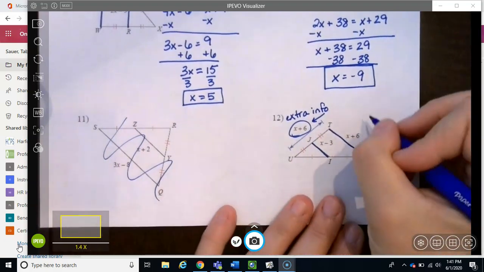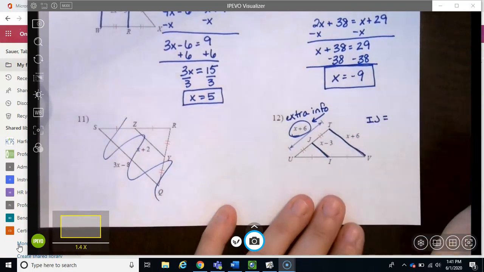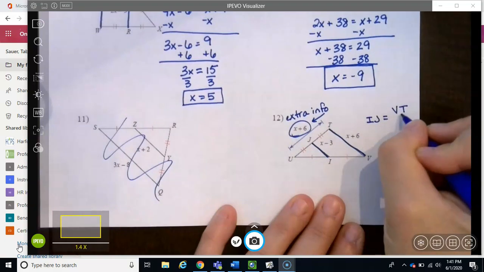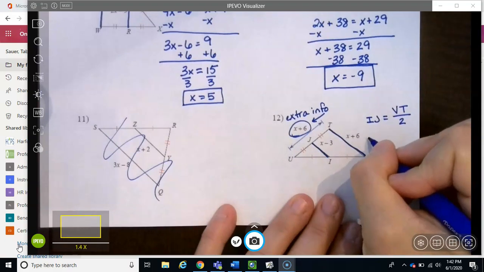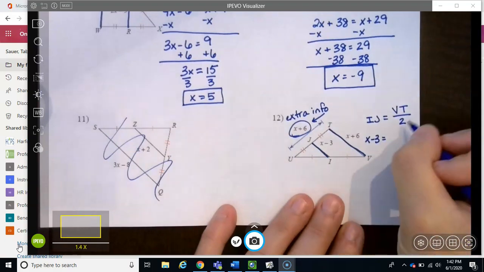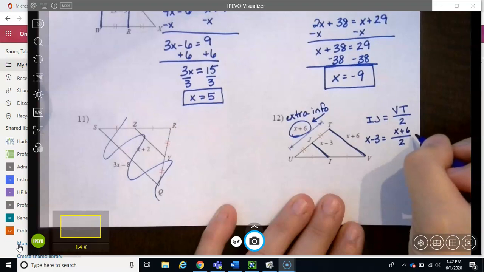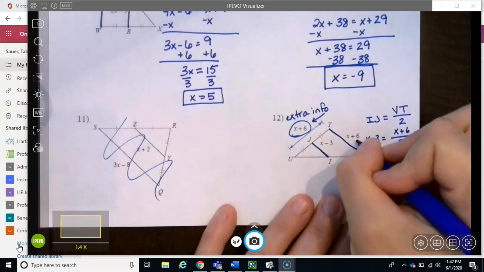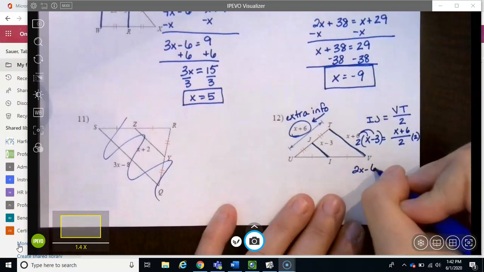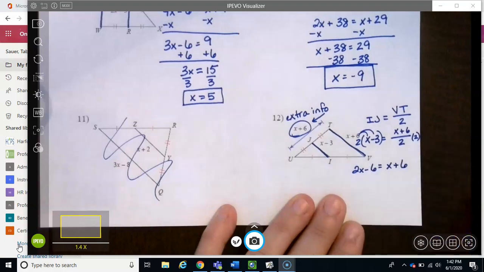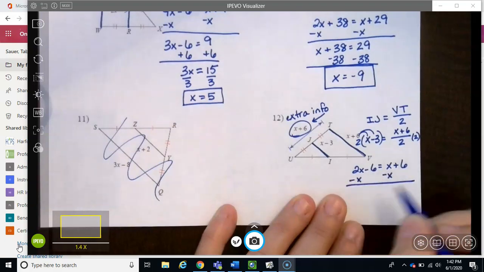So we're going to set up our equation again. It's going to be the midsegment IJ is equal to the base VT divided by 2. Then substitute in what you know. So IJ is represented by x minus 3 equal to VT is represented by x plus 6 divided by 2. Work on getting rid of that denominator, so you multiply both sides by 2. You get 2x minus 6 is equal to x plus 6, because we got rid of the denominator there. And then get all your x's on one side, and get them by themselves.